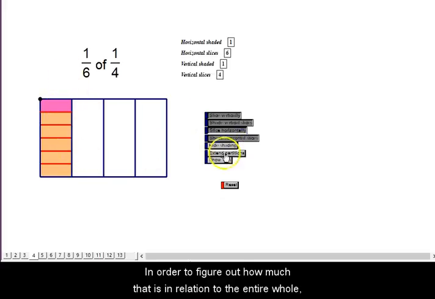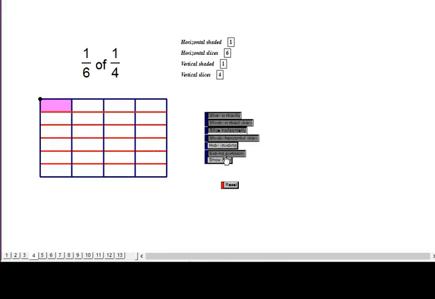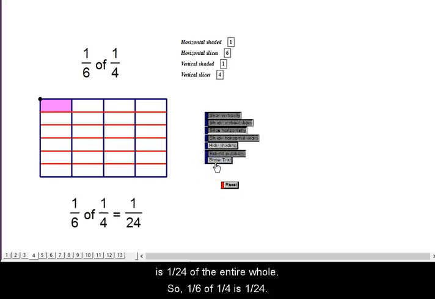In order to figure out how much that is in relation to the entire whole, I'm going to extend the lines all the way out and break this whole into 24ths. And now I can see that this pink portion is 1/24 of the entire whole. So 1/6 of 1/4 is 1/24.